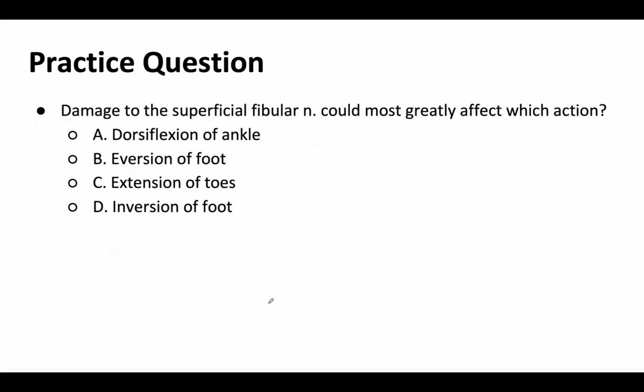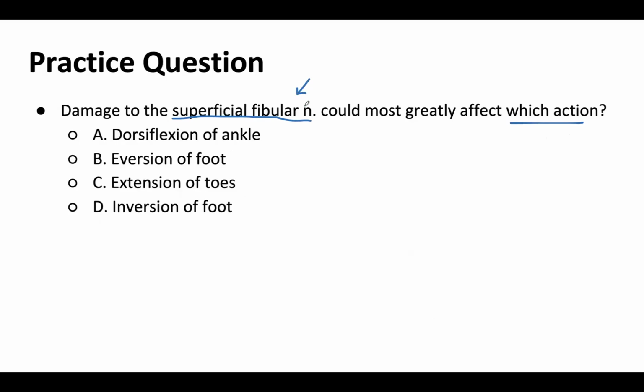All right, last practice question of the unit, and another second order question. The question is, damage to the superficial fibular nerve could most greatly affect which action? Pause the video if needed, and then let's discuss. So in the stem, we are talking about the superficial fibular nerve. We need to remember which compartment that innervates to better understand which actions could be affected. So which muscle compartment is innervated by the superficial fibular?